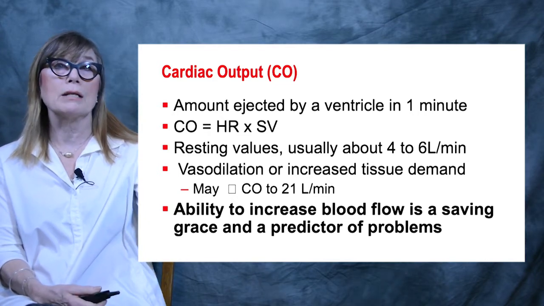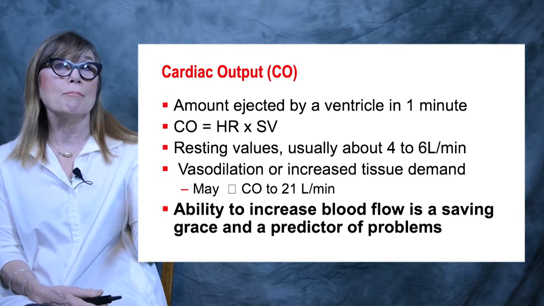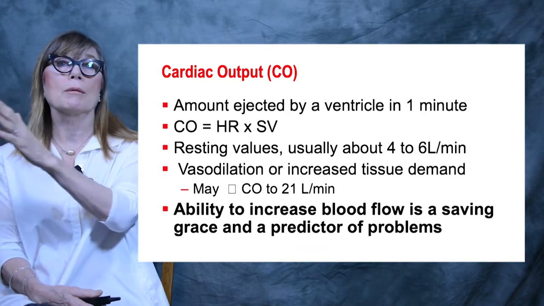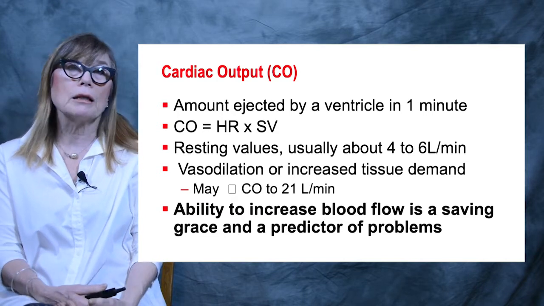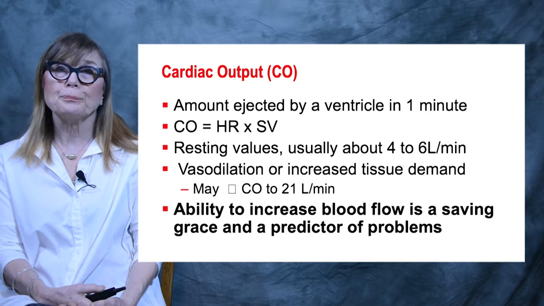Now, cardiac output is the amount of blood ejected by the ventricle in 1 minute. That's why it's heart rate times stroke volume. Stroke volume is a beat-to-beat measure. Heart rate is a minute measure. Heart rate times stroke volume gives you cardiac output. And typically, normal cardiac output is 4 to 6 liters per minute.